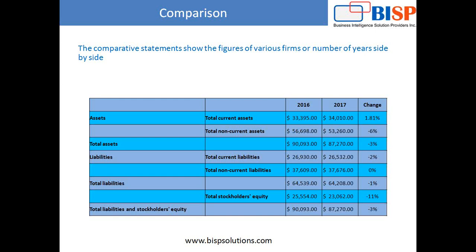Here is my report. This is a summarized balance sheet. Here we have assets and liabilities, and we have compared over a period of two years, 2016 and 2017, and we have compared the change and change percent. Here is the change and change percent.